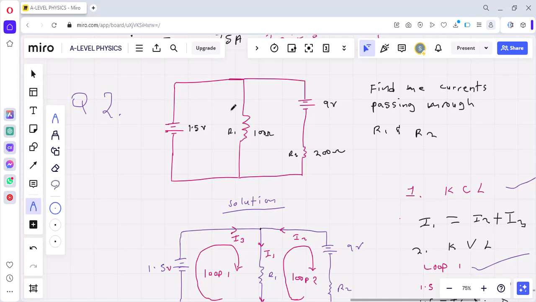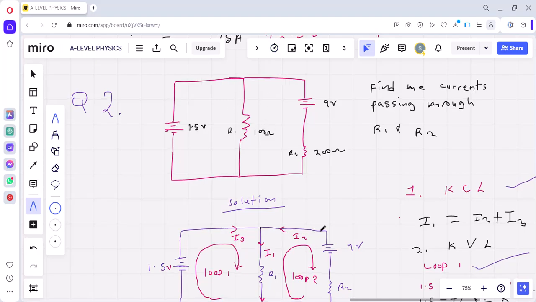So identify the junction, then create the loops and make the direction of the current. Just choose arbitrarily and make sure that there should be at least one current entering the junction and at least one leaving the junction. So this is our question, and here is our solution.